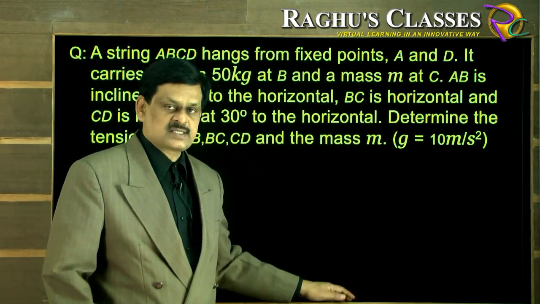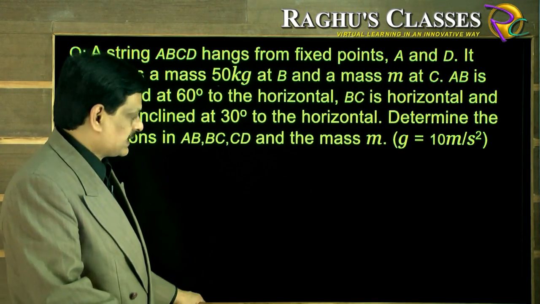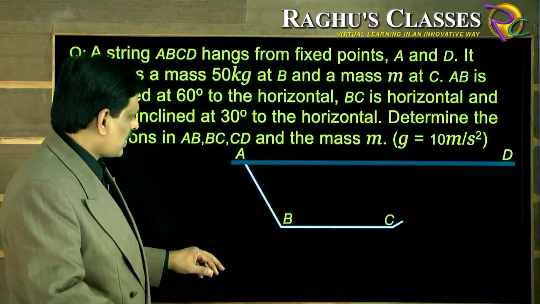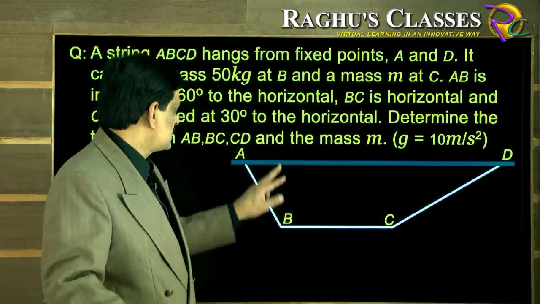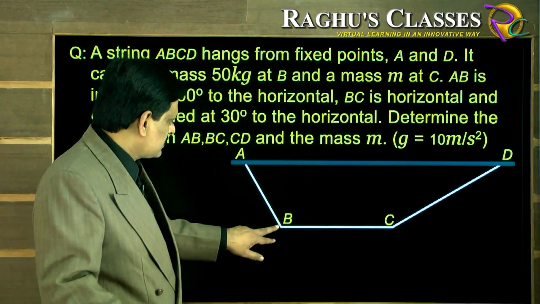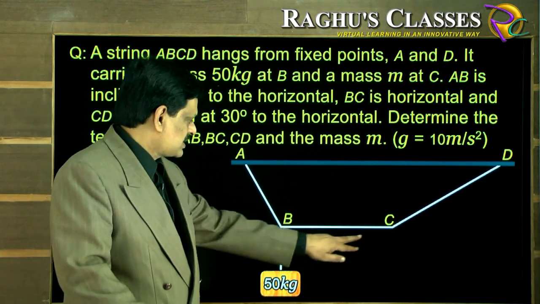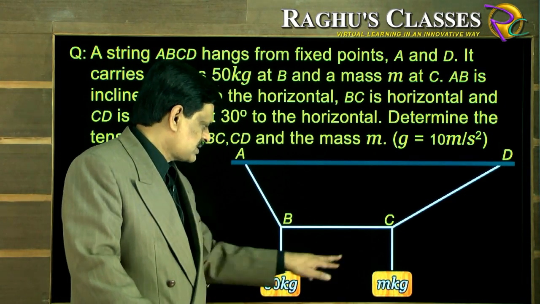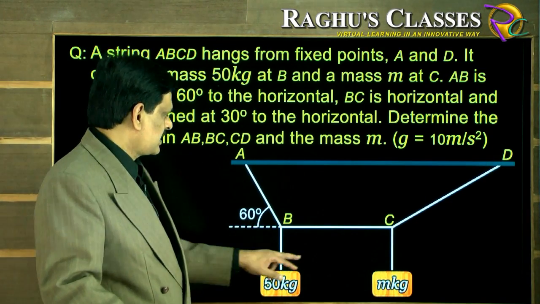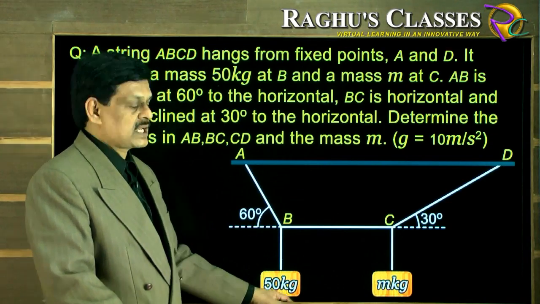You can take g as 10 if required. So if you carefully look at the question and try to draw the diagram, you understand that A and D are two points at the ends from which a wire is hanging. In the question it is given that BC is a part which is horizontal, and AB is a part here and CD is the other part, and a mass of 50 kg and a mass m are attached there. AB is making an angle of 60 degrees, whereas CD is making an angle of 30 degrees. So this is the information as per the given question.